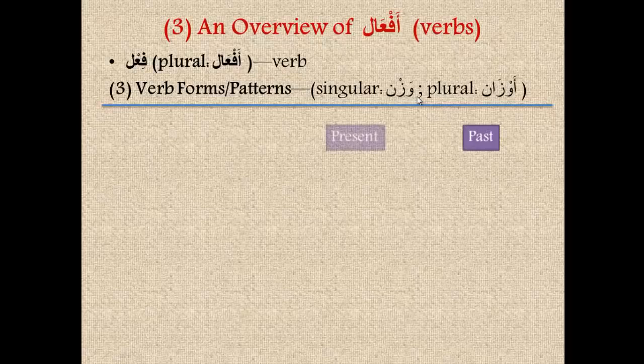So I want you to consider again 3 sets of different verbs, and each set is going to be broken down into these 3 categories. We have the past tense of a verb, the present tense of that verb, and the verbal noun. The verbal noun is called the masdar in Arabic, al-masdar, and this refers to the noun form of that verb. We have the same thing in English.